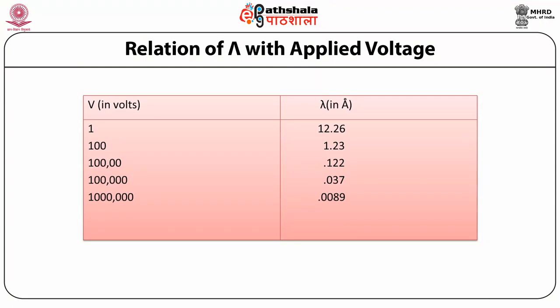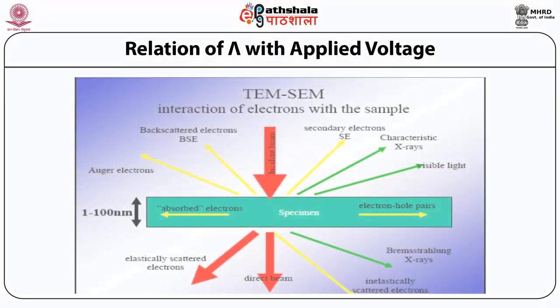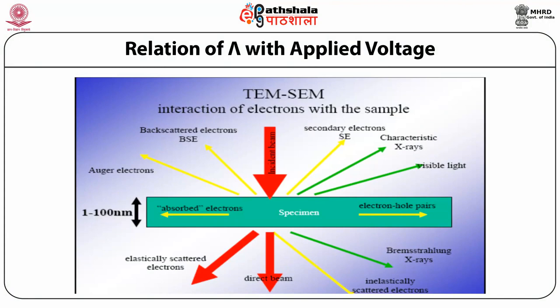I want to give a relation between wavelength and applied voltage. If we apply an accelerating voltage of 1 volt, the lambda is around 12.26 angstrom. For 100 keV, this wavelength is 0.037 angstrom, which is well below our visible light wavelength and required for imaging. When a beam of electrons falls on the sample, what interaction happens?